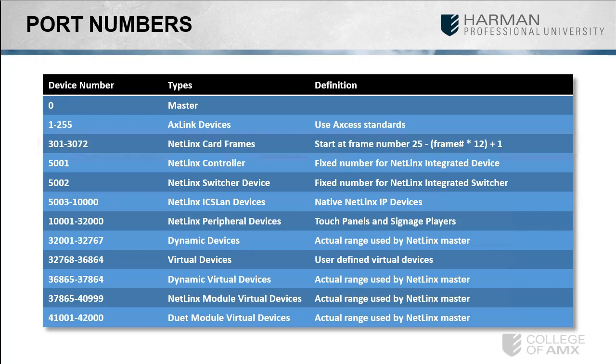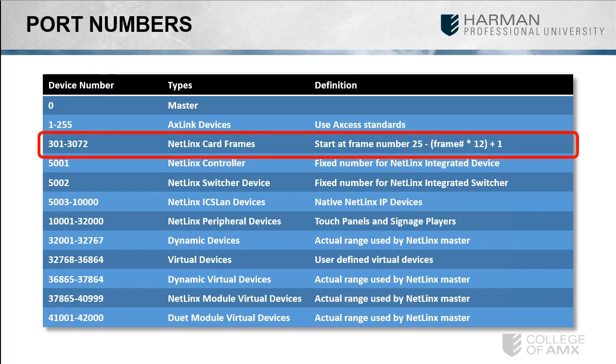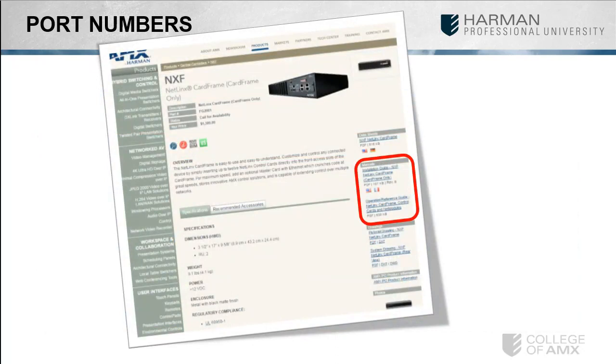If you're working on a legacy system which contains Netlinx cards in a card frame with device numbers between 301 and 3072, please refer to the Netlinx control cards datasheet for required port numbering. It can be found on the AMX.com website.